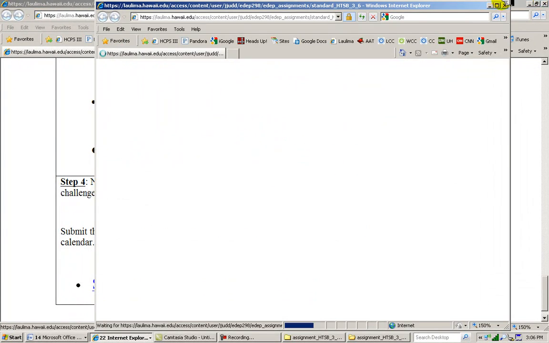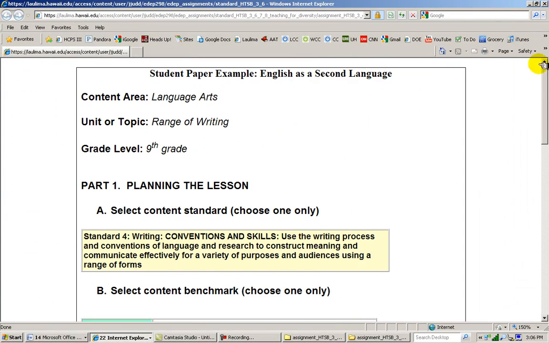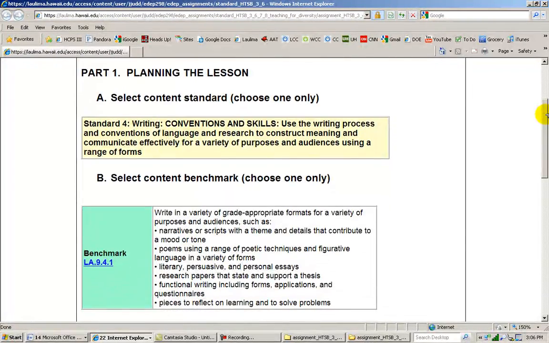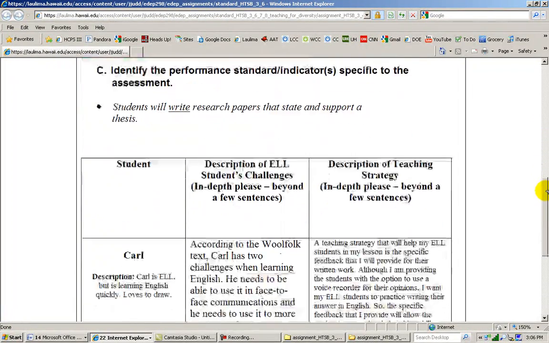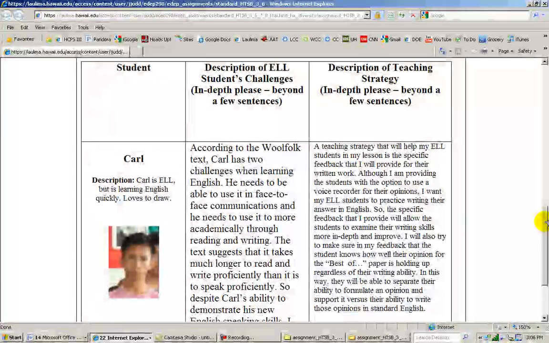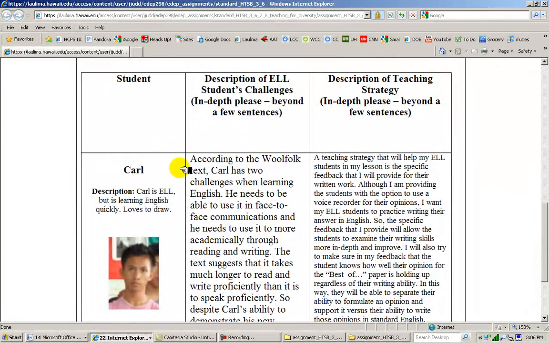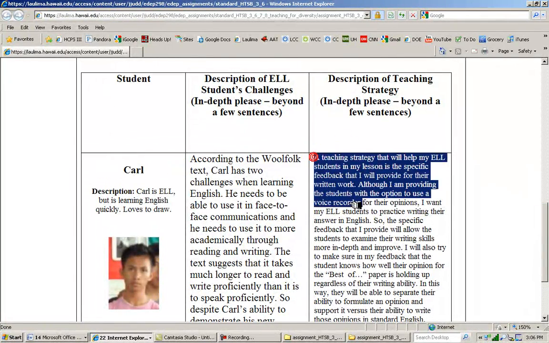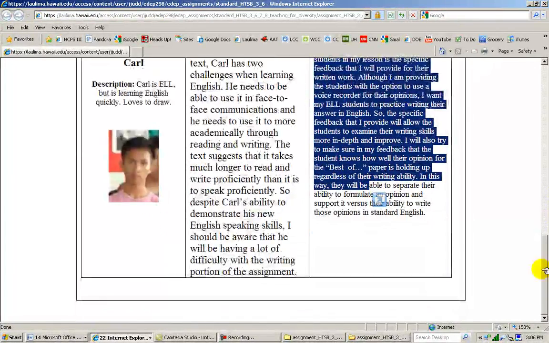So if we click on example number 1, we'll see the standard and benchmark and performance standard, and then the student, in this case is Carl, and description of Carl's challenges and a teaching strategy from the lesson plan that you think will help support Carl.